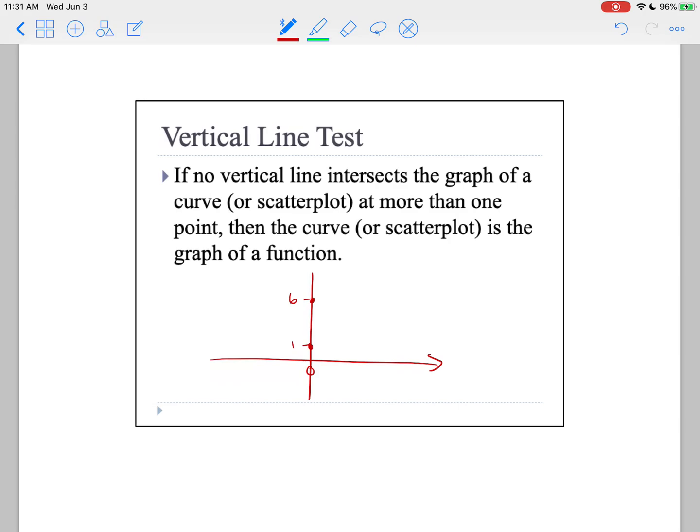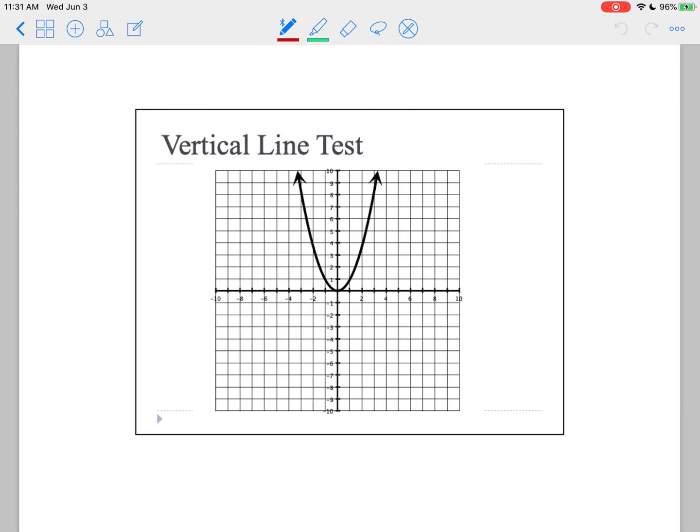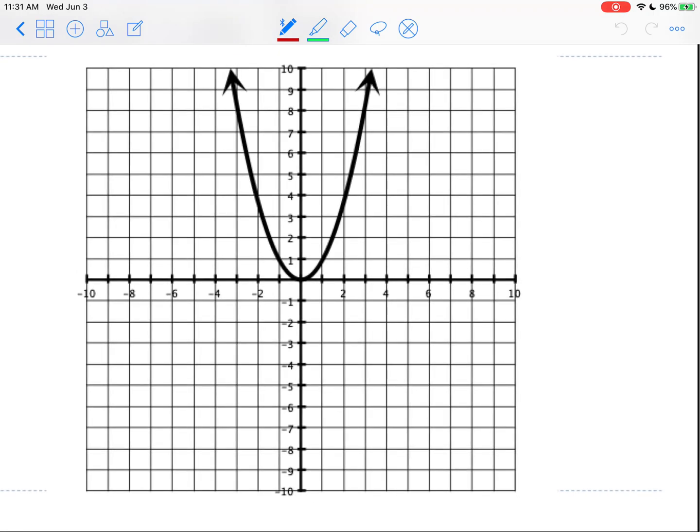That's the thing that we're looking out for. We don't want to get two different outputs for the same input. And that's what a vertical line test will tell us, if we are getting that. So if we fail the vertical line test, then we don't have a function. If we pass the vertical line test, then what we're looking at is a function. So starting with this graph here, okay?